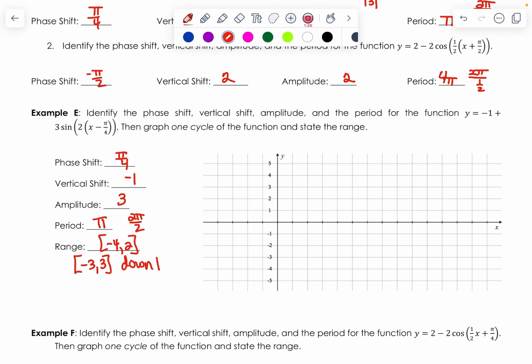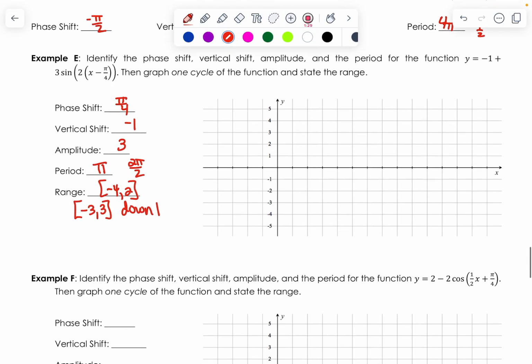The other thing I do, okay, so this might be a little confusing. I'm going to take my amplitude and period, okay? I'm going to deal with just the amplitude and period. So I'm going to go 0 to pi. Halfway is pi over 2, pi over 4, 3 pi over 4. The A value is positive 3. So this is going to go 0, 3, 0, -3, 0.